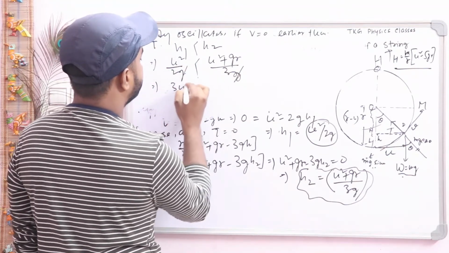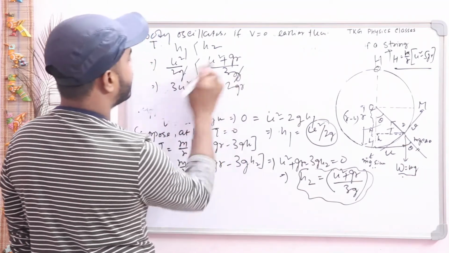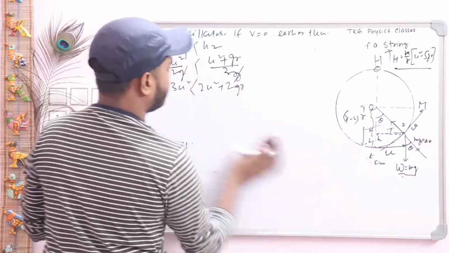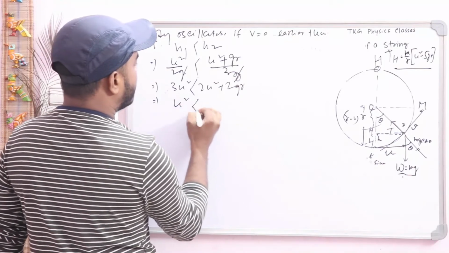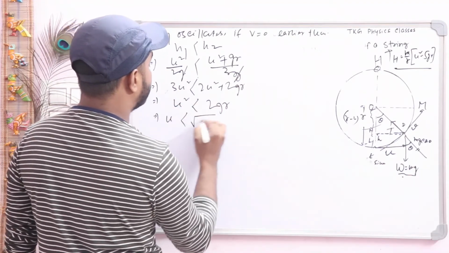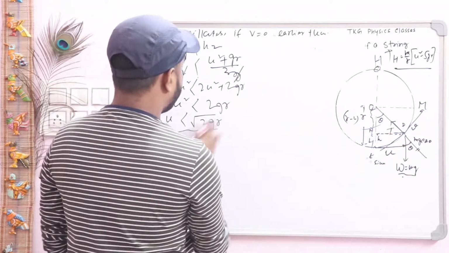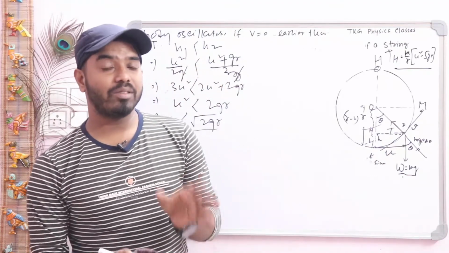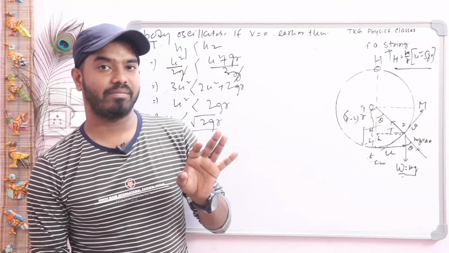3u square less than 2u square plus 2gr, cross multiply. So this one will be 3u square minus 2u square, that is u square less than 2gr. From here you can write u less than root under 2gr. This is the condition, u less than root under 2gr. When initial velocity u is less than root under 2gr, the body oscillates.